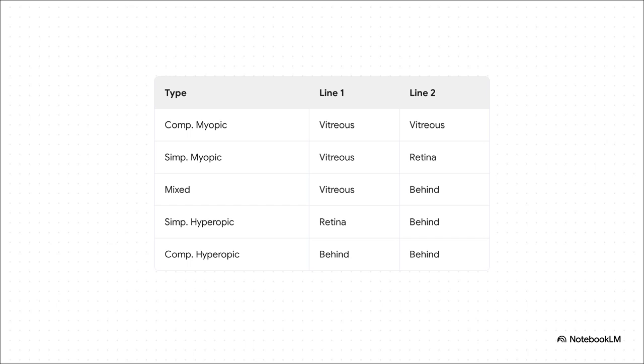In mixed astigmatism, the retina is literally sandwiched between them, so you've got one line in the vitreous, one behind the eye. In simple hyperopic, one is on the retina, the other is behind the eye. And finally, in compound hyperopic, both focal lines are falling completely behind the globe.